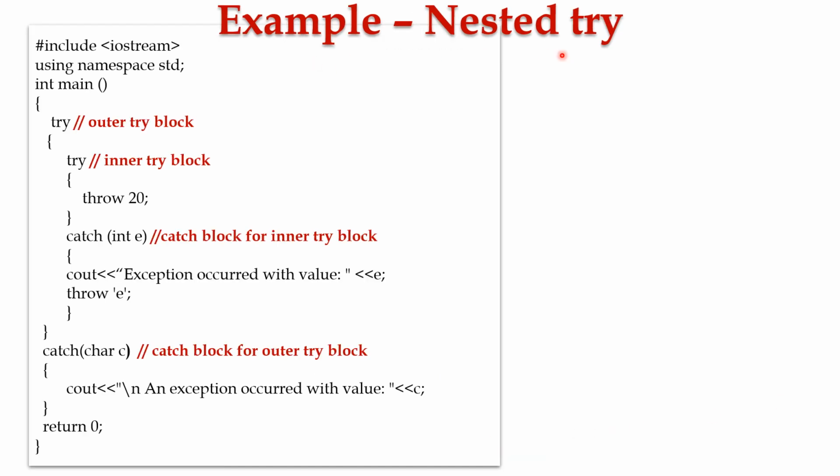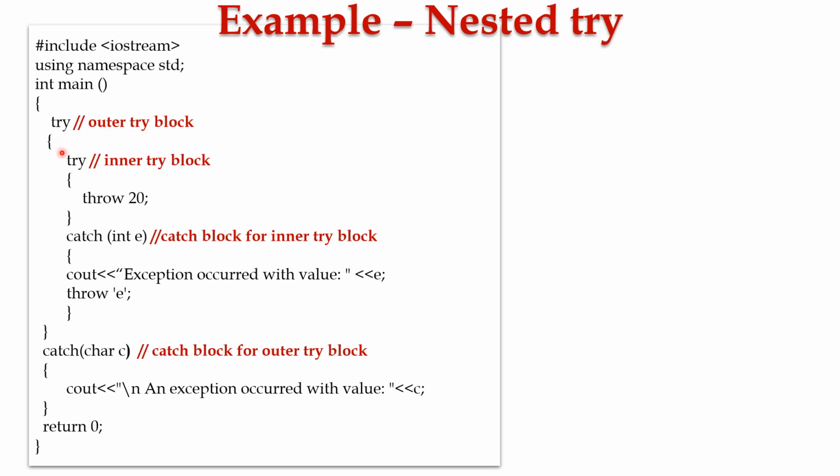Now let's have an example program for nested try. So first let me explain the code. First we have the main function. Inside the main function, the first statement is a try block. It is also called the outer try block.